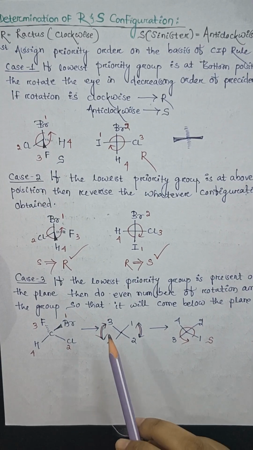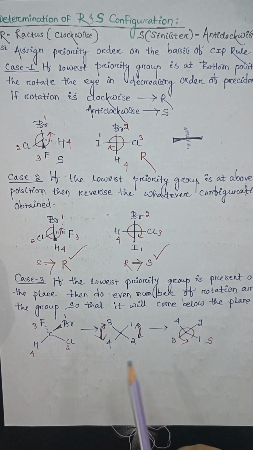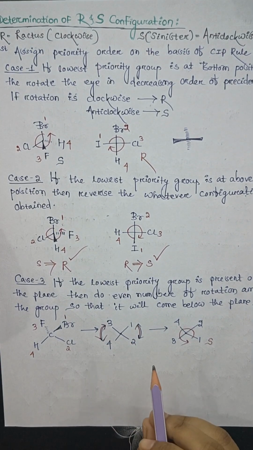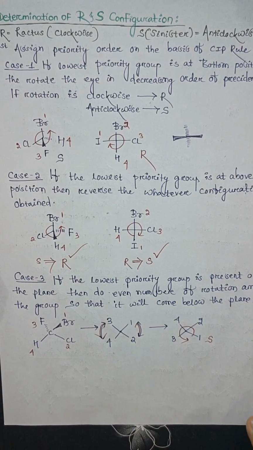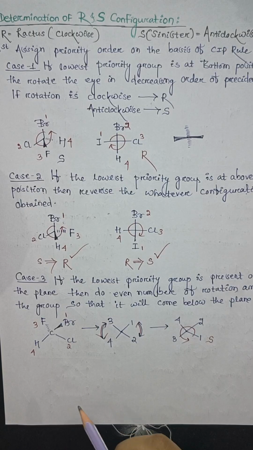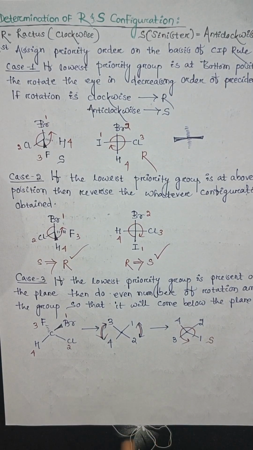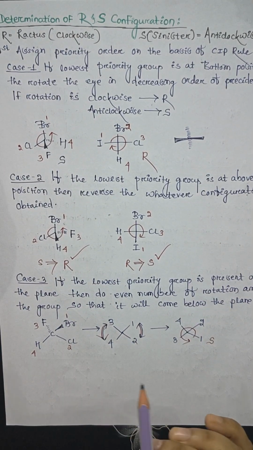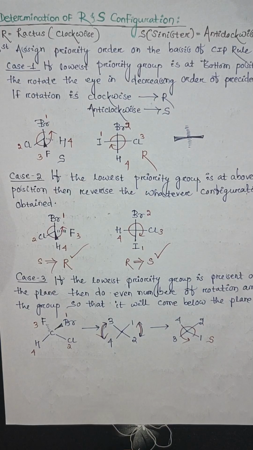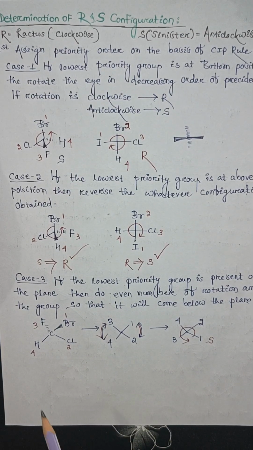Then case 3, if the lowest priority group is present on the plane, then we have to do an even number of interchanges so that the lowest priority will come below the plane. Even means 2, 4, 6 onwards. If you do an odd number of interchanges, then these are different molecules, not identical molecules.